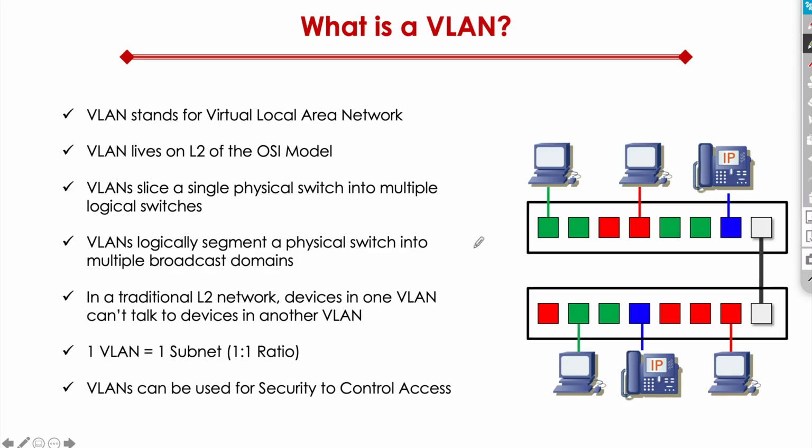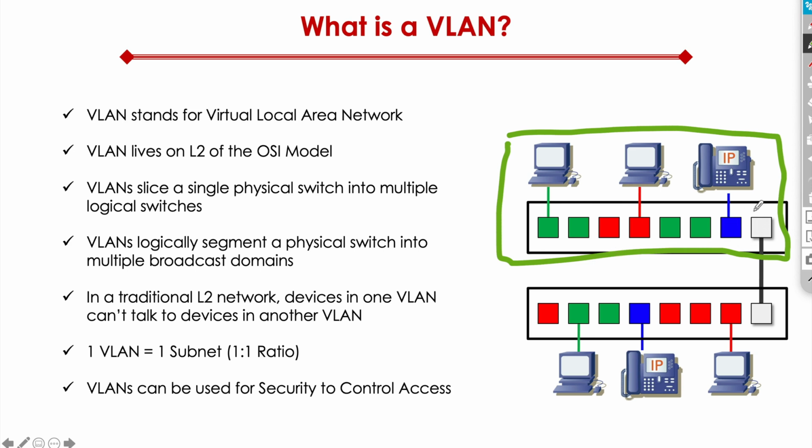So first, they slice a physical switch into multiple logical switches. If you look at what I've drawn up here, up at the top, this is a single switch. It has green ports, red ports, and blue ports, and also a white port. Now the white port here is the trunk port, so forget about that, we'll talk about it in a moment. But the blue port is a voice VLAN, the red port could be the sales VLAN, the green port could be the marketing VLAN. By assigning different VLANs to different ports, we're able to take a single physical switch and make it appear as if it's part of multiple logical switches.